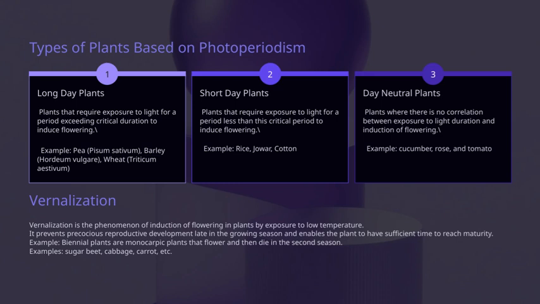Understanding these different plant types, day-neutral, short-day, and long-day plants, helps us grasp how plants adapt their flowering based on environmental cues. It's all about how they perceive and respond to light and temperature, ensuring their reproductive success. This knowledge is essential for crop management and optimizing flowering times in agriculture.